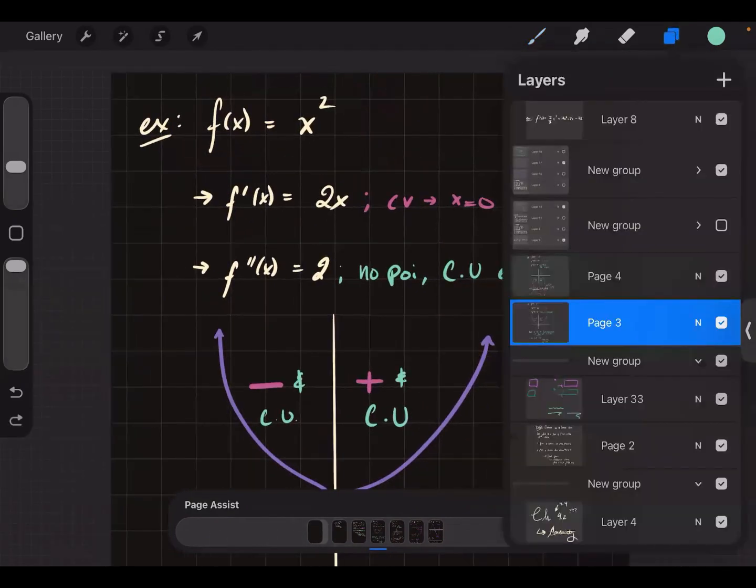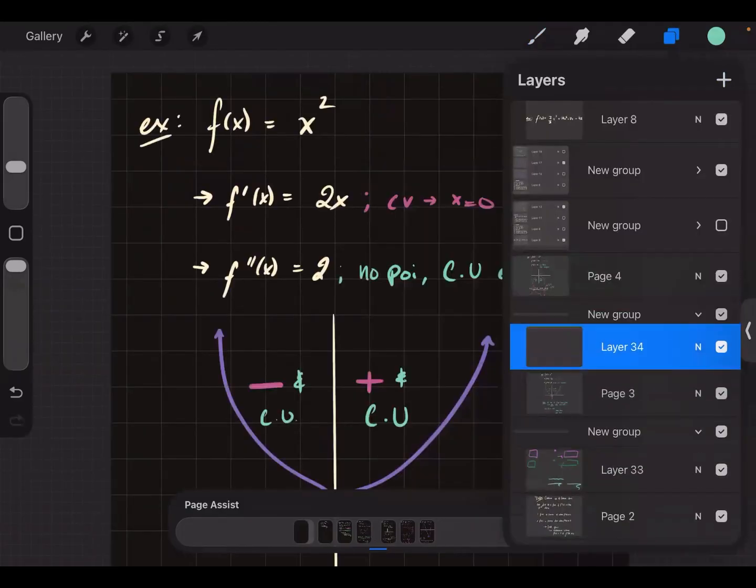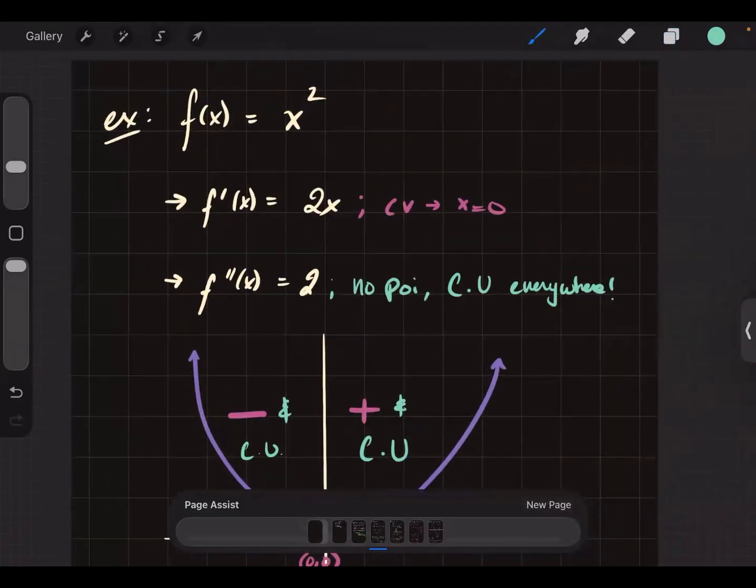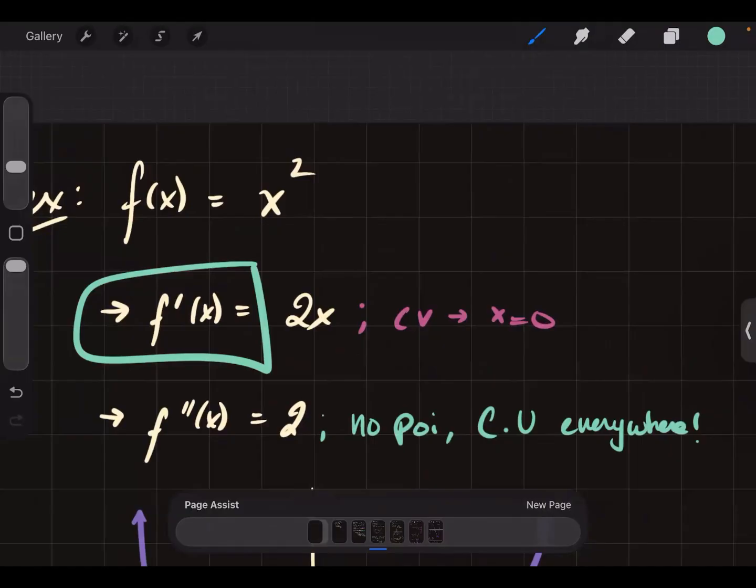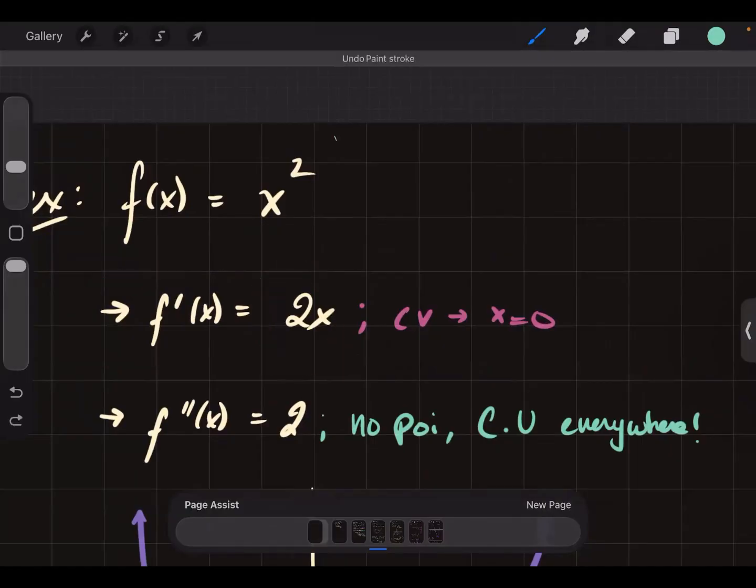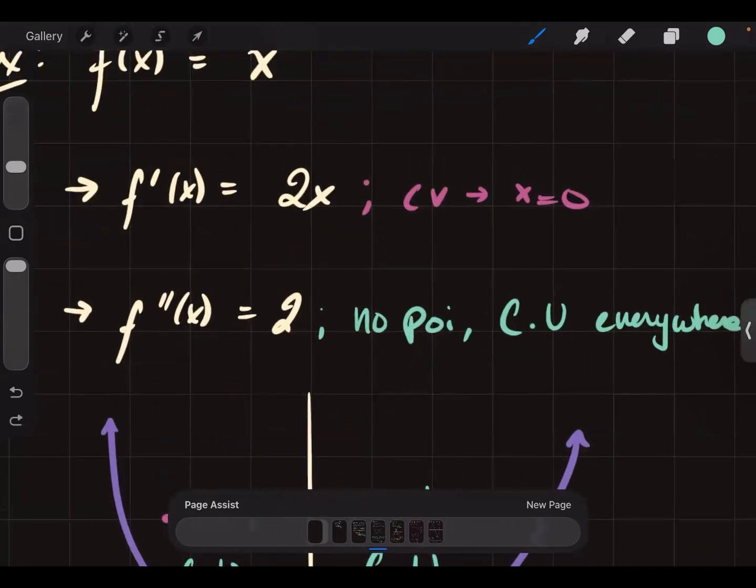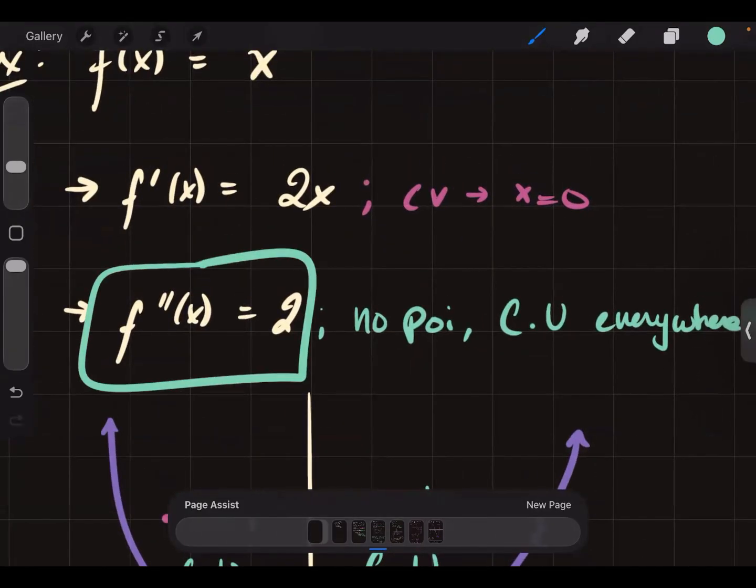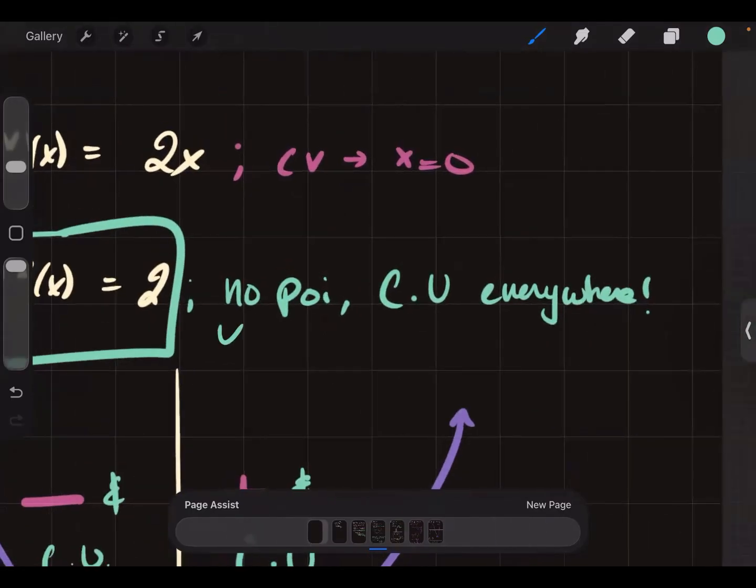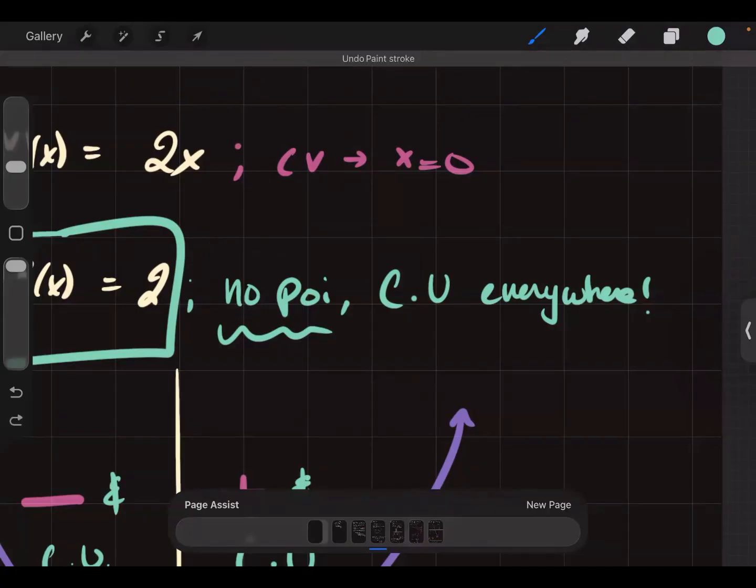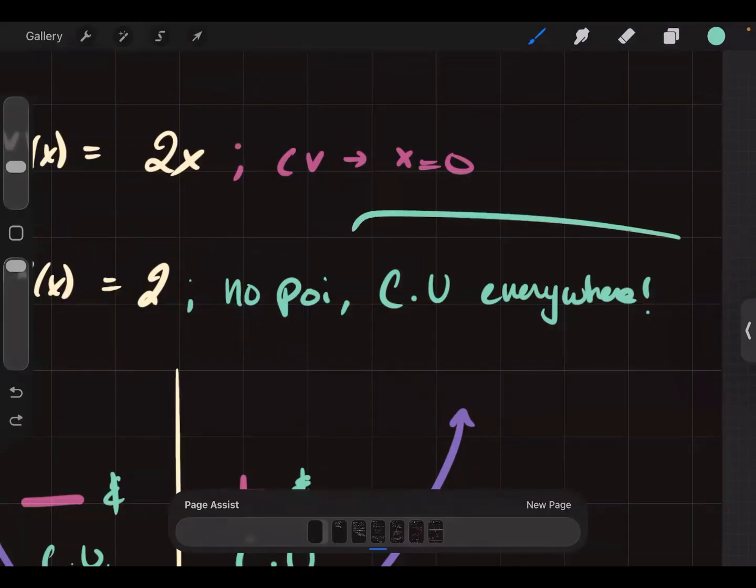And of course, I'm assuming that if you are back, you have already done it. So first, f prime of x is equal to 2x. That's pretty straightforward, it's just a power rule. And the critical value is x equals 0. Similarly, f double prime x is equal to 2, which means you have no points of inflection because there are no x values that make it equal 0. And the function is concave up everywhere.